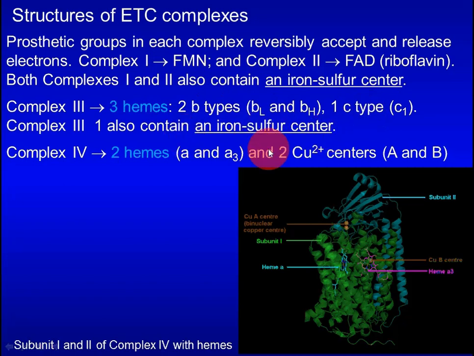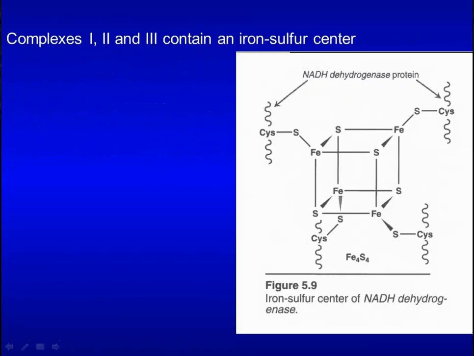Complex 4 contains 2 types of hemes and 2 copper centers. As shown in this picture, heme groups are shown in blue and pink. The copper centers are shown in brown. Complexes 1, 2, and 3 contain the iron-sulfur center. Iron forms covalent bond with sulfur on cysteine residues from protein.